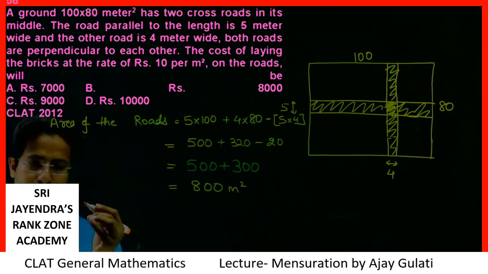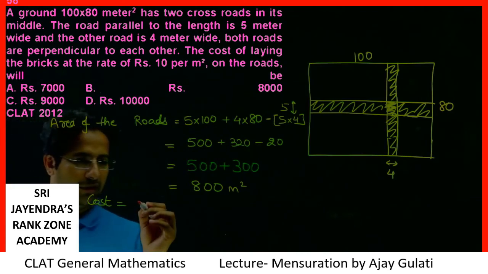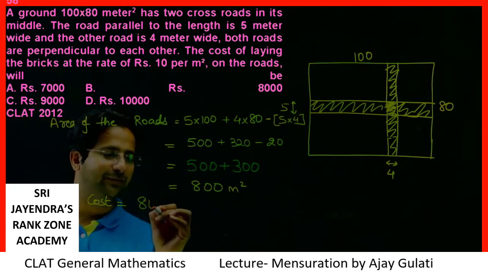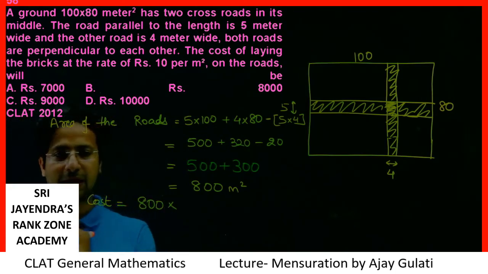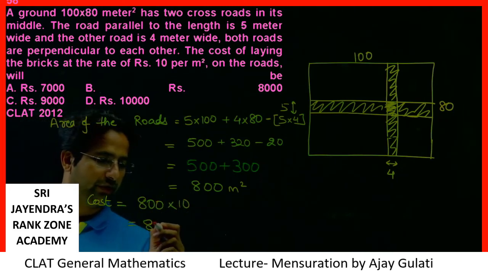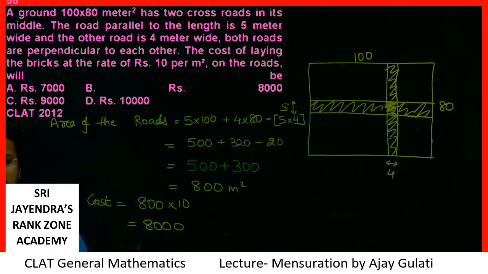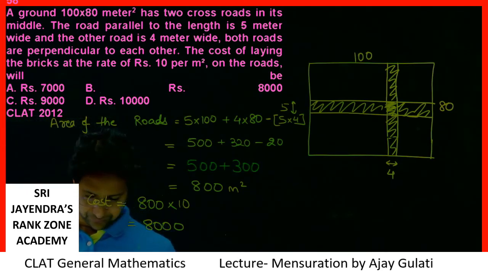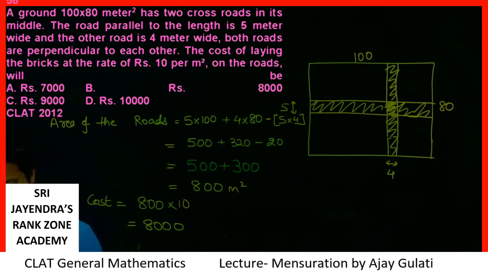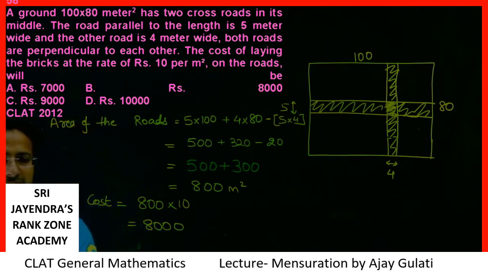Now, total cost of laying the road is area into price per meter square. The price per meter square is 10. So that will cost me total 8,000 rupees. I hope, dear students, it is clear to all of you. Let's take further questions. You have got this thing.